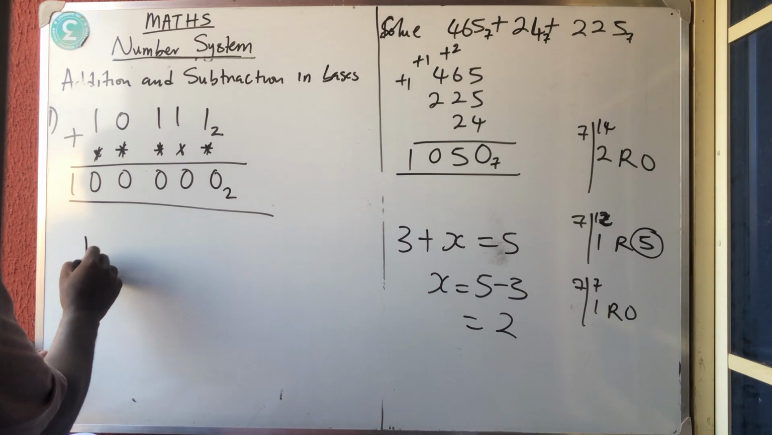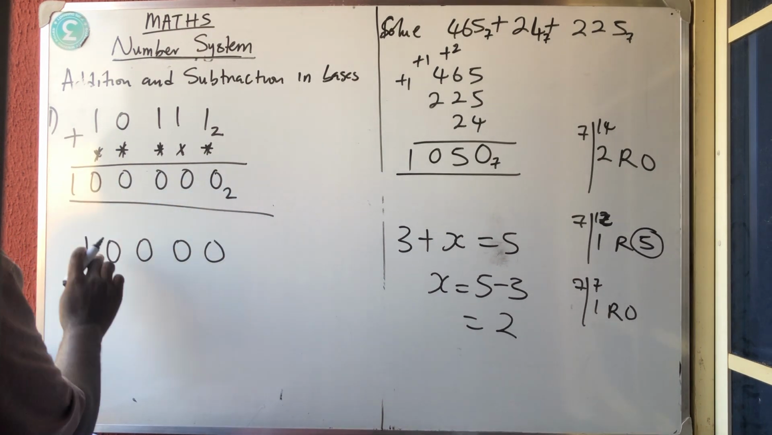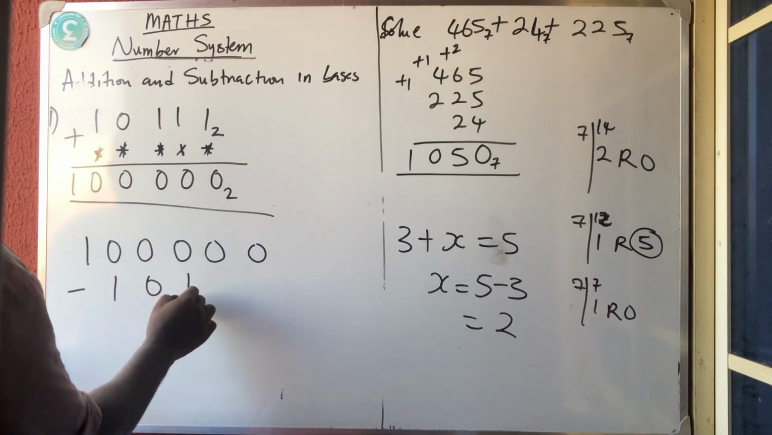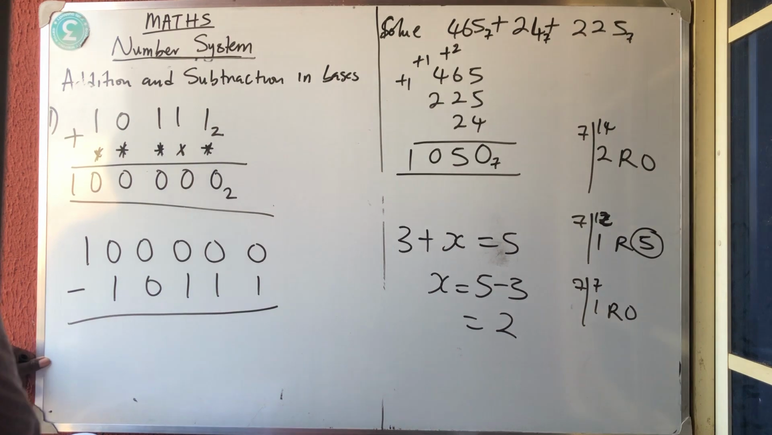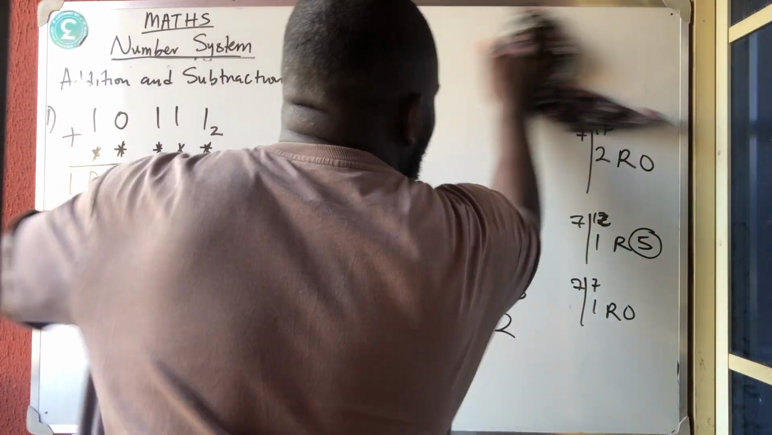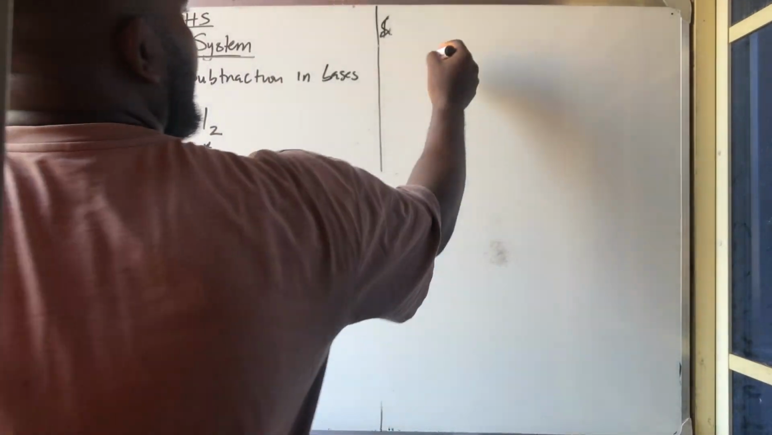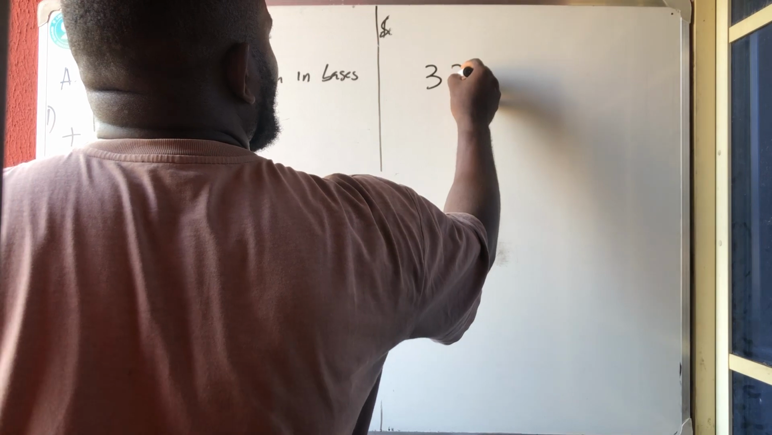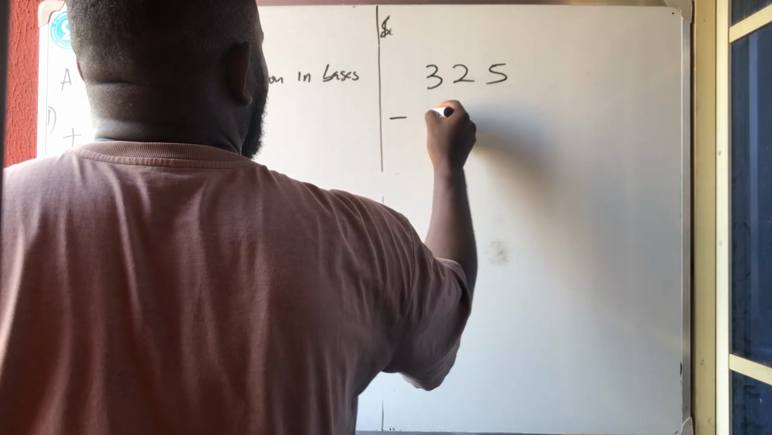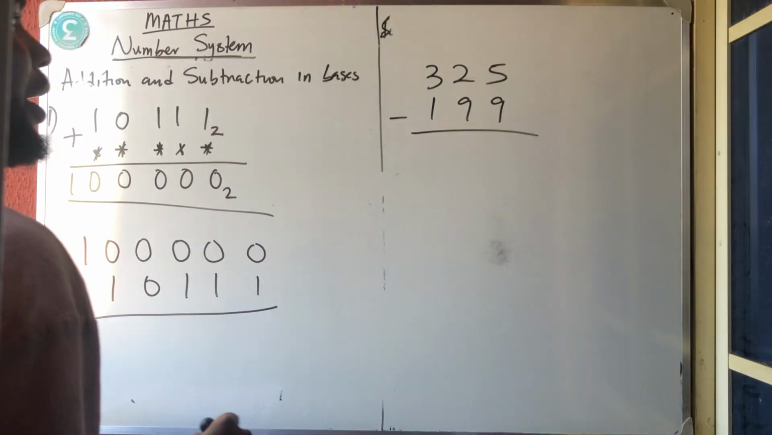So that's what we're going to do here. We're going to say 1 0 0 0 0 0 minus 1 0 1 1 1. Okay, so let us go. Now let me show you something that happens again. Let me show you another thing. Watch. If we say 325 for instance, minus 199 for instance, we need to subtract this thing.